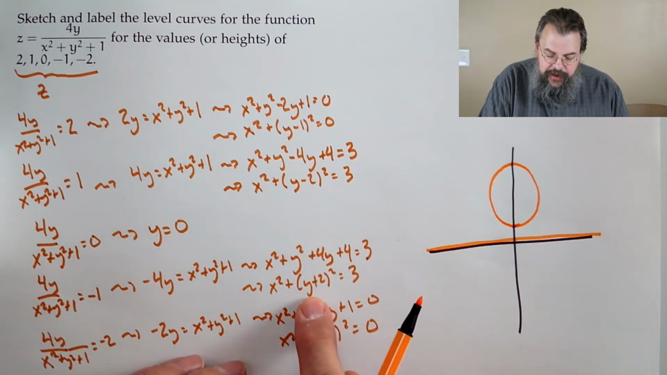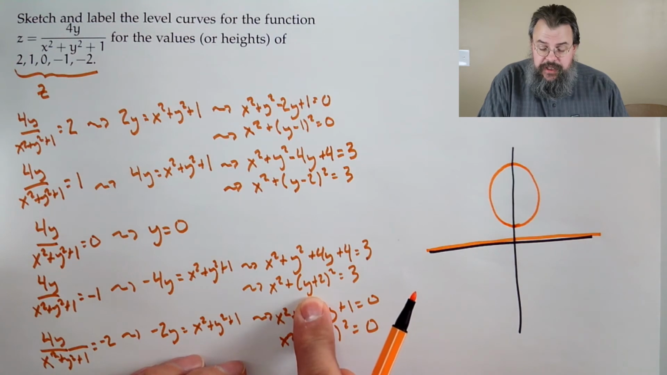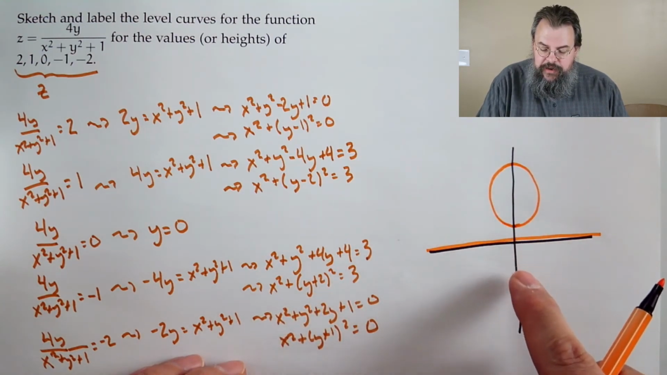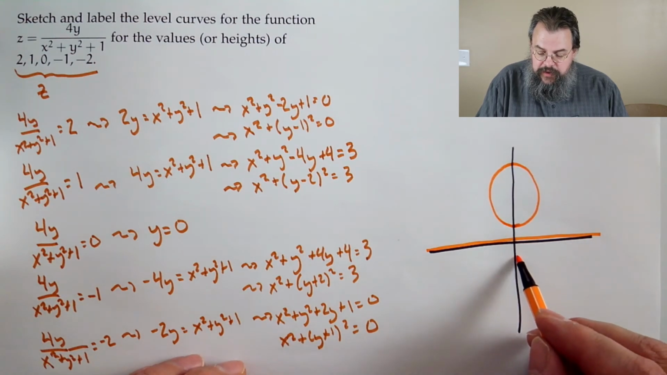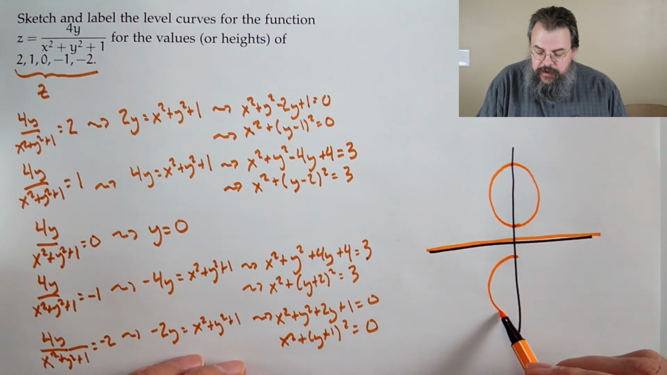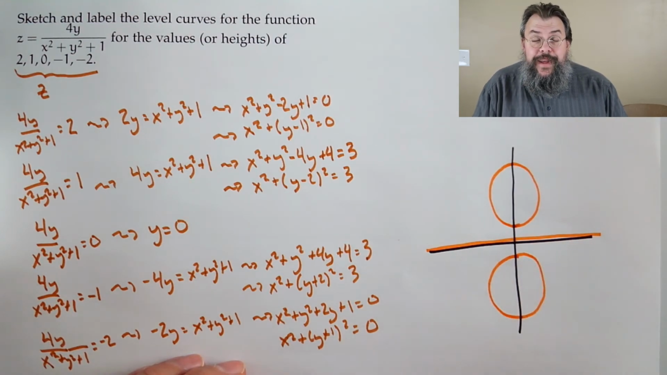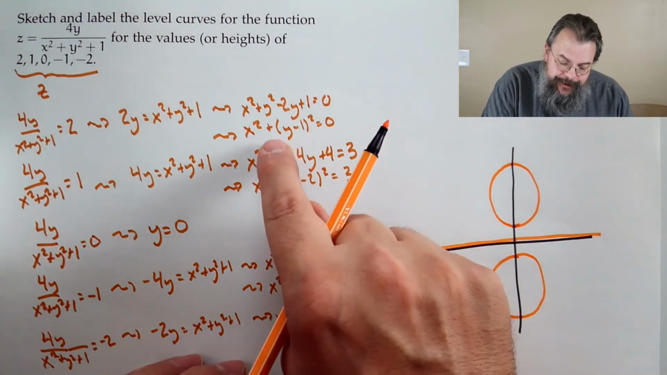If you come down here, it's a similar situation, except instead of the center being at (0, 2), now the center is at (0, minus 2). It's essentially the mirror image. All right. Now, the interesting one.